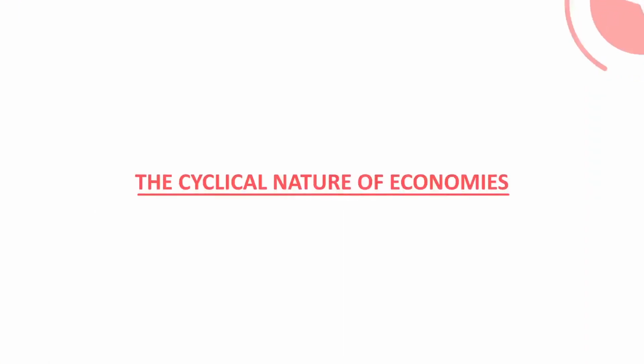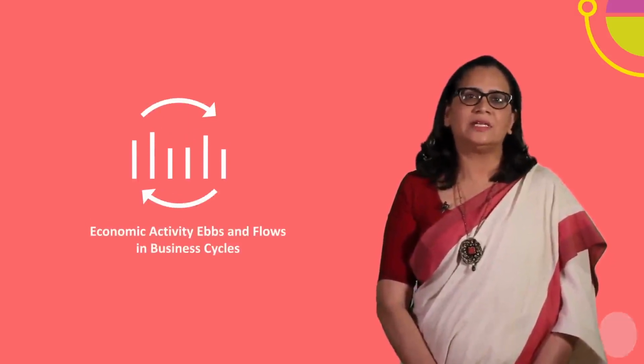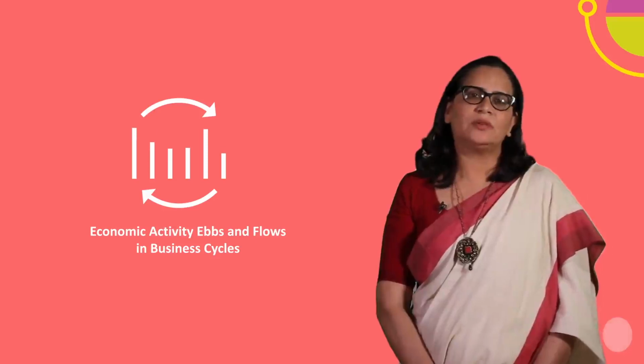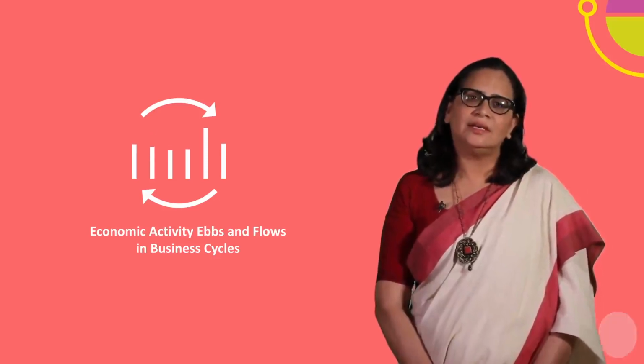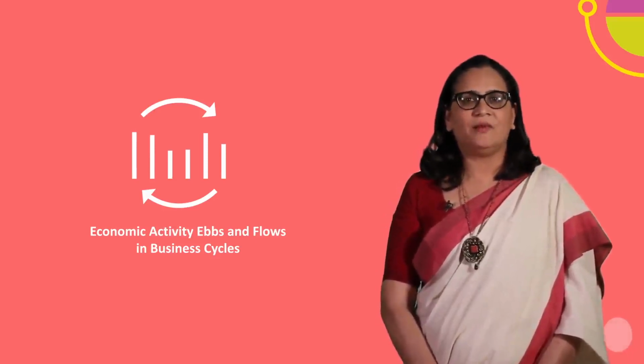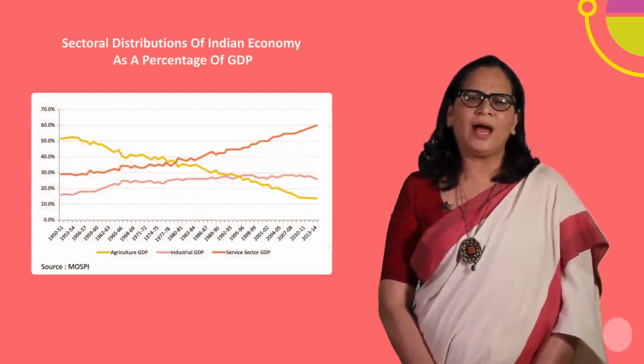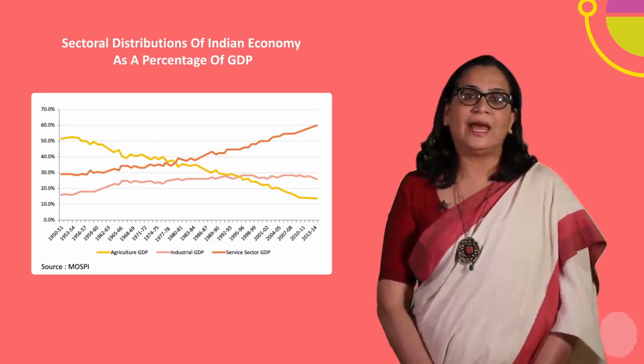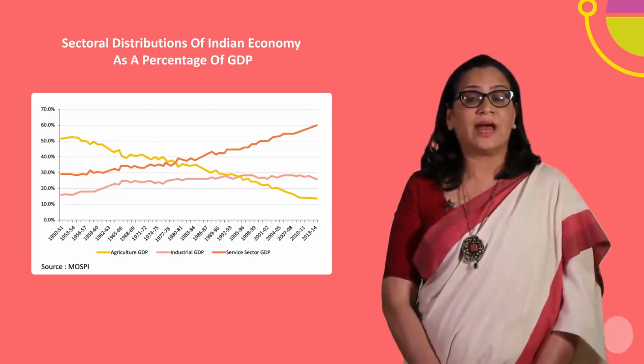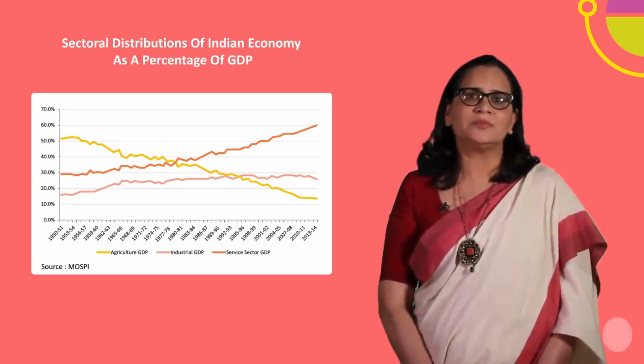The cyclical nature of economies. Although this GDP number has grown steadily over the last several decades, it is also important to understand that economic activity ebbs and flows in what is known as a business cycle. The duration of these cycles varies. In its early years, the Indian economy was more agriculture-oriented, and the risks to the economy were largely because of events that affected agriculture, such as the monsoons.